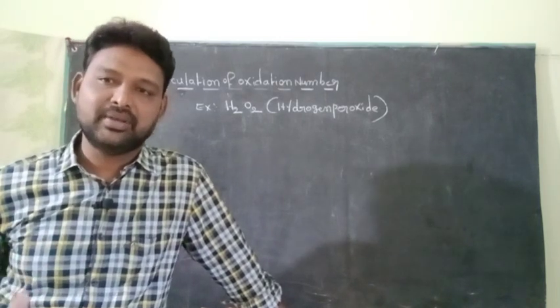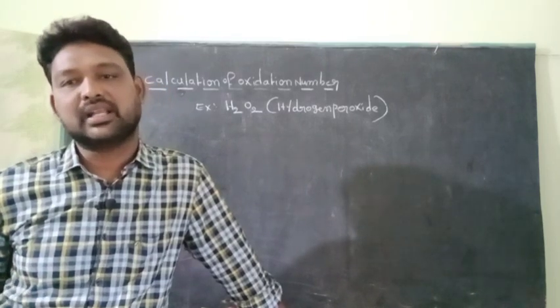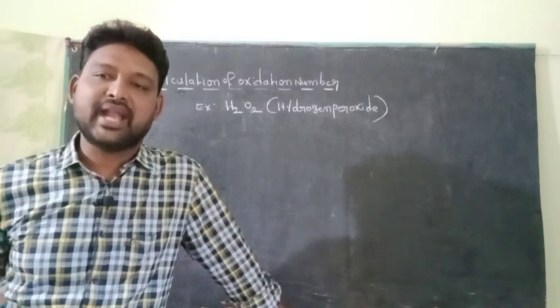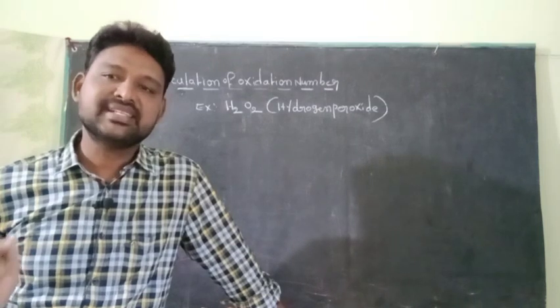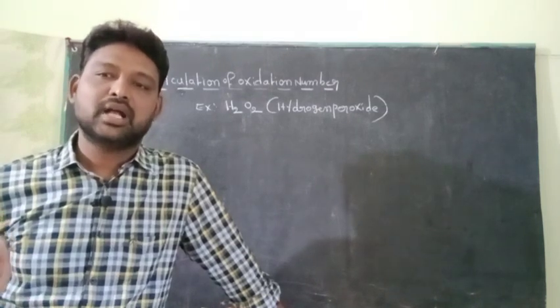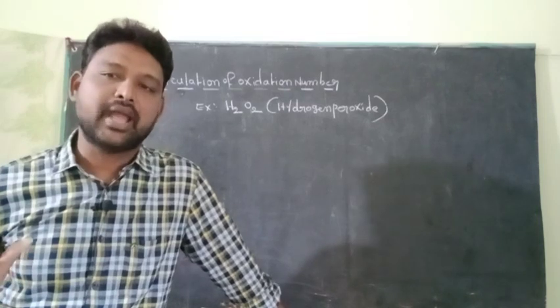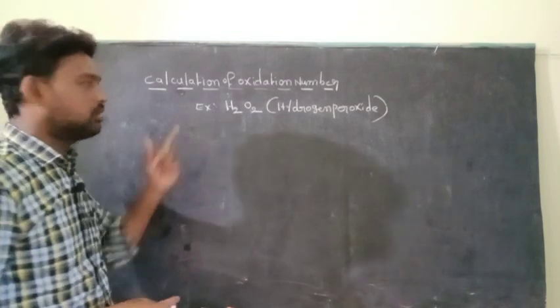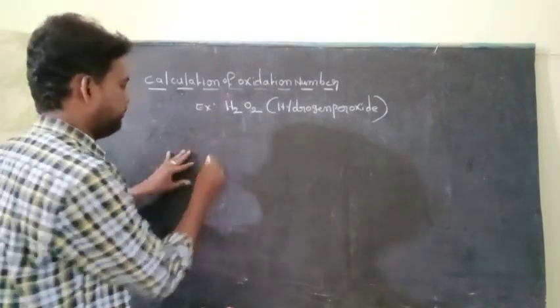So once again, how to identify peroxy oxygen atoms in a given compound? Two oxygen atoms bonded with one single bond. That bond is nothing but the peroxy bond. Those oxygen atoms are peroxides. For example, H2O2. So you can draw the structure of H2O2.